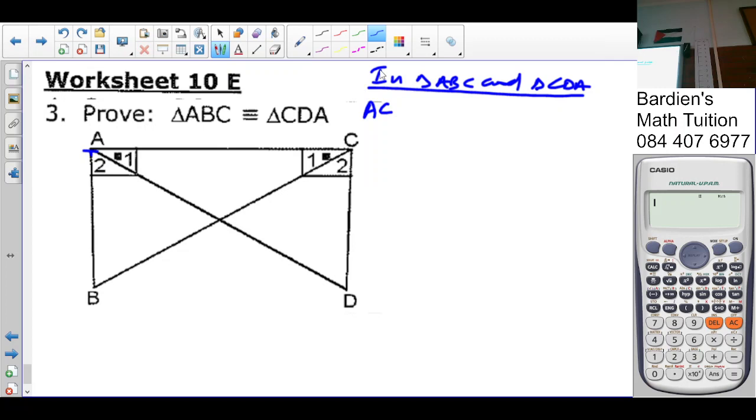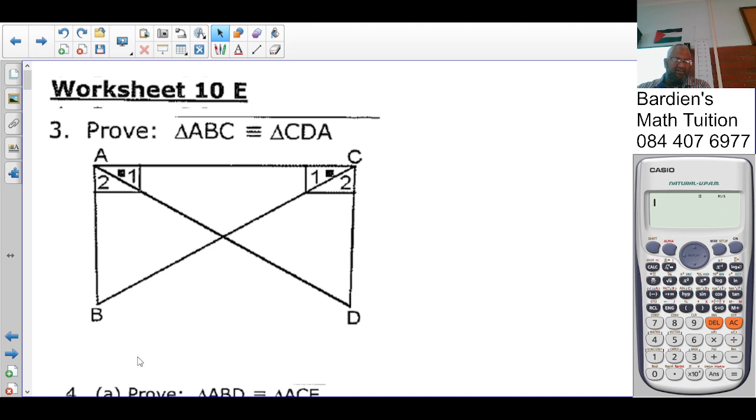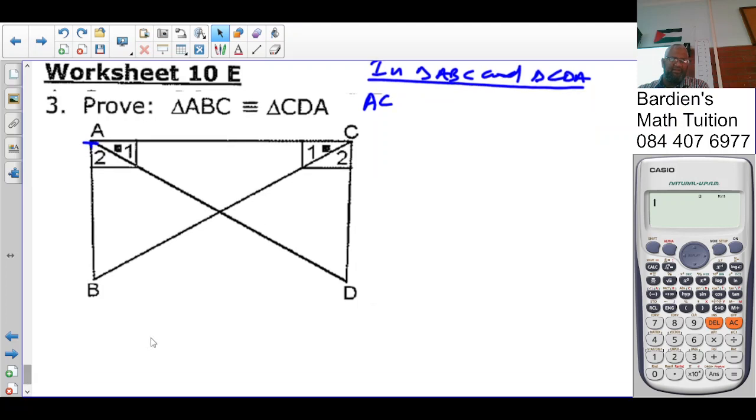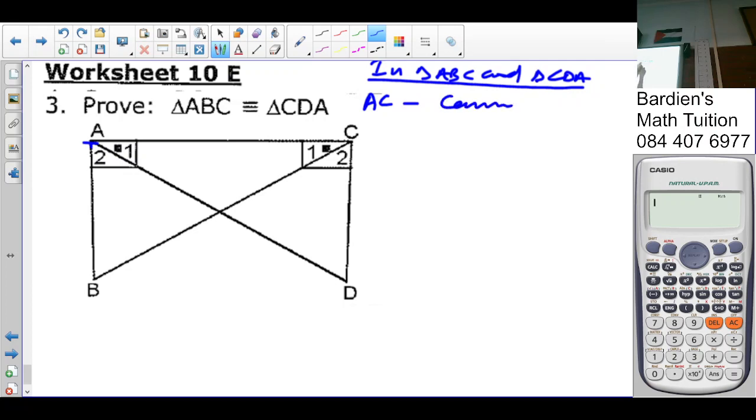Yes? We did this. No, we have to do this one. I just realized on the next page as well. But it's fine. She's right. Yes? Okay, so AC is what? Equal to AC, which is common, or you can say AC is a common side.